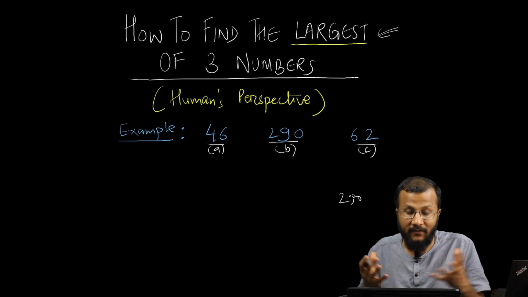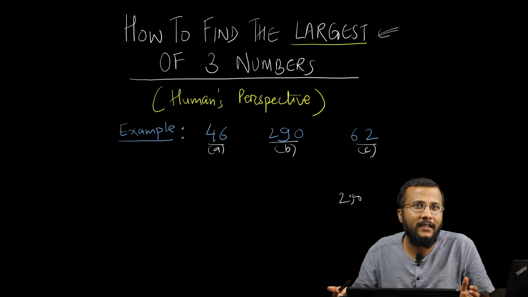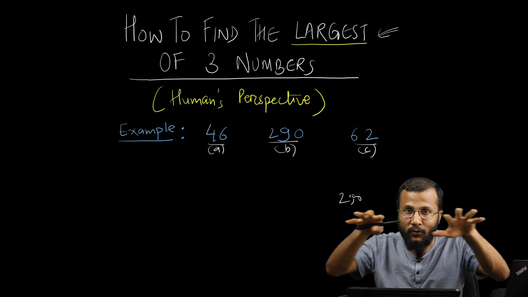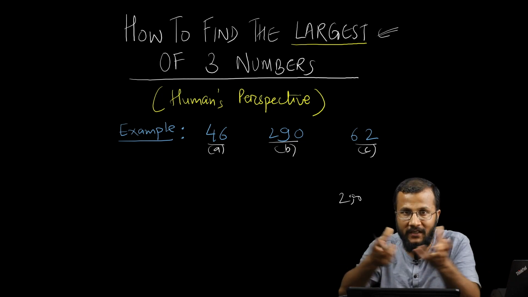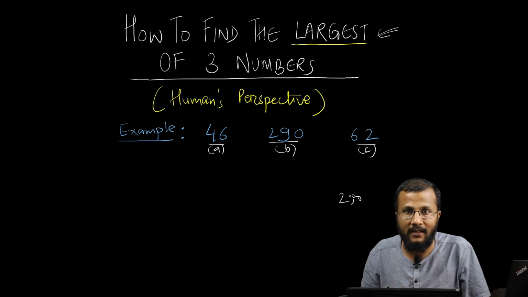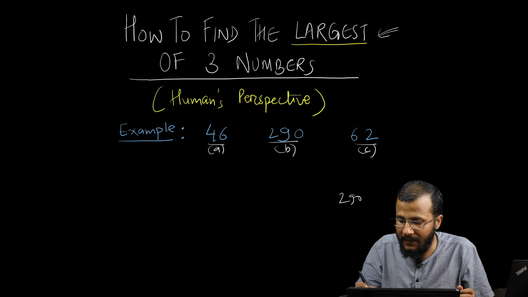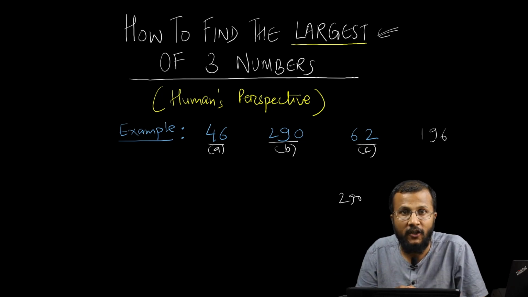Because we can actually perceive these three numbers at a time. We are highly parallel in nature. Our brain is very powerful, right? We can at a time glance through all these three numbers, 46, 290 and 62, at the same time, and from these three numbers, we will decide that 290 is the largest. This is how it works. If I give you four numbers, let's say I give you 196 here, you can still decide that the largest number is 290.